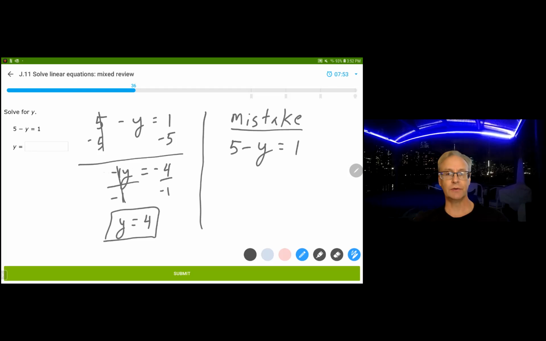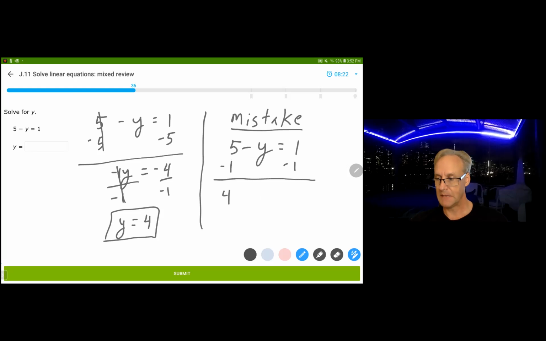So I'm going to show you a very common mistake, and you can't believe how common this is. Students look at this and they see a y and they see a subtraction and they see a 5 and they just don't know what to do about this situation. So what they do is they say, oh, I'm just going to subtract 1 from both sides. Now, in and of itself, that's not wrong. But what they should get here is 4 minus y. This is what they should get.